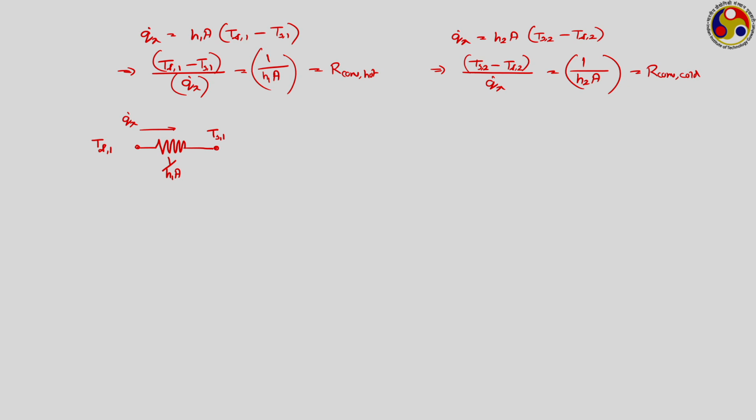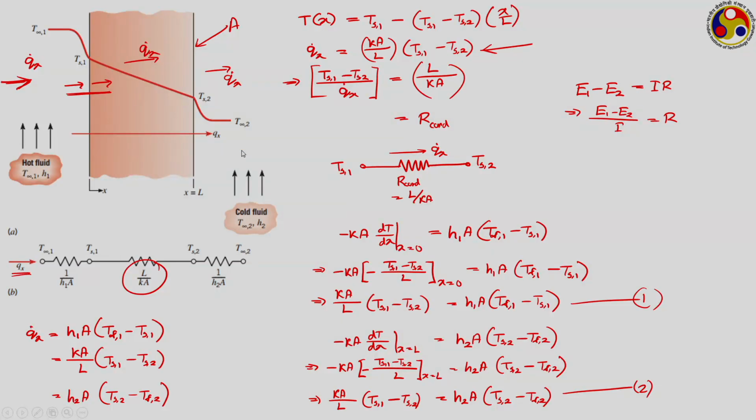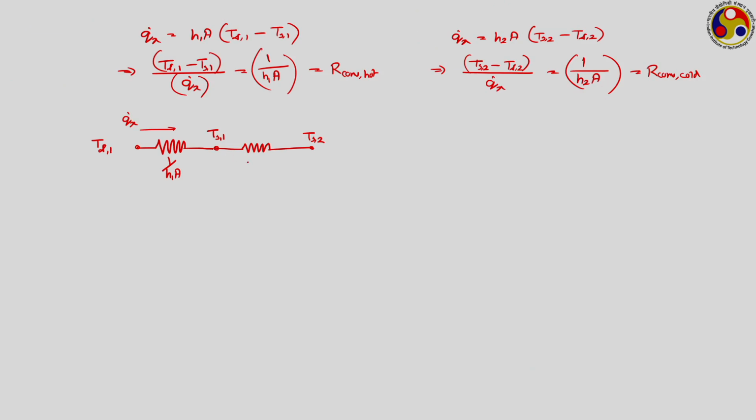Once this heat reaches Ts1, it is transmitted through a conduction resistance to another node maintained at Ts2, and this conduction resistance is L by K A. Then from this Ts2, again via convection, energy is transmitted to the low temperature side, which is maintained at T infinity 2, and this heat transfer is facilitated by another convective resistance, that is 1 upon h2 A.